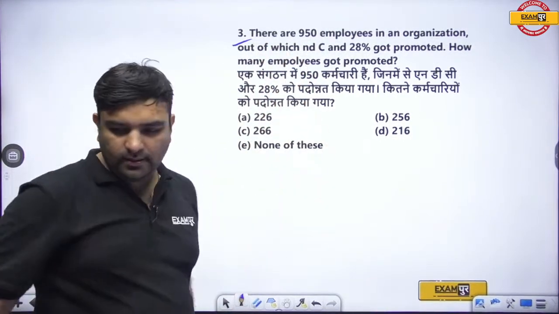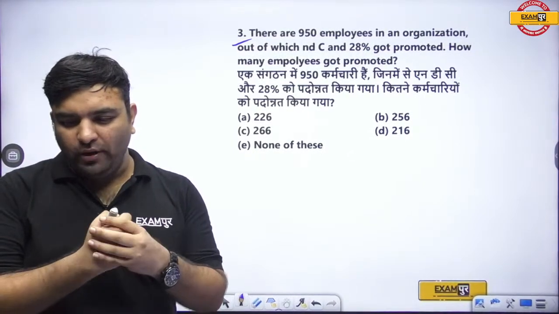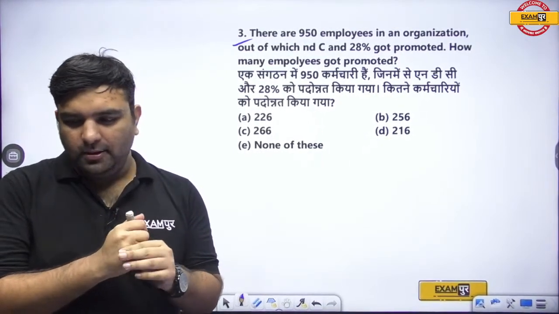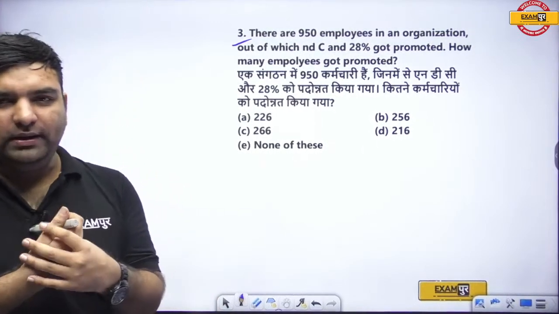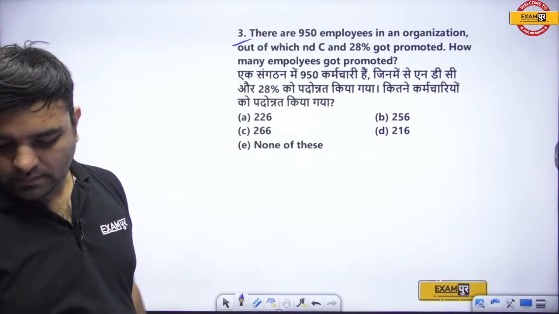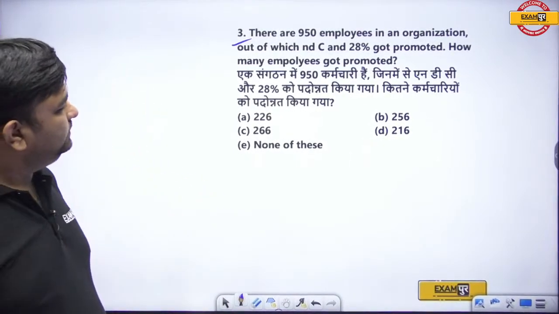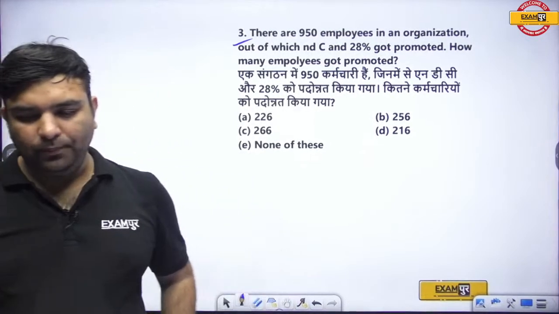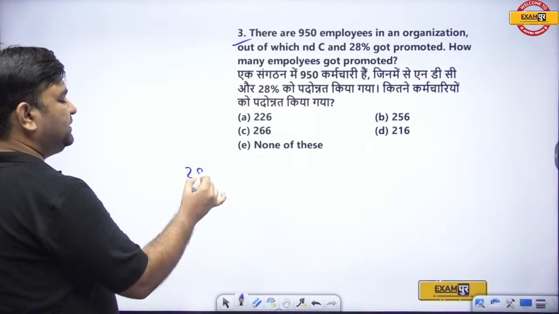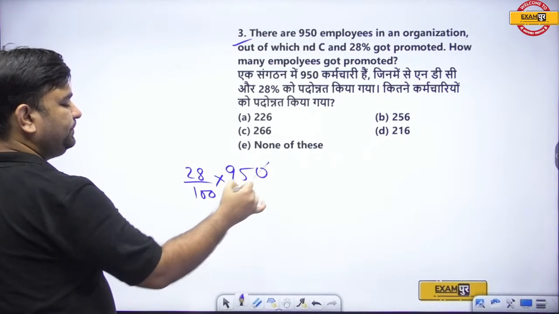Looking easy? Out of 950 employees, if 28% get promotion, then how many get promotion? Very easy, yaar. 28% of 950 get promotion.